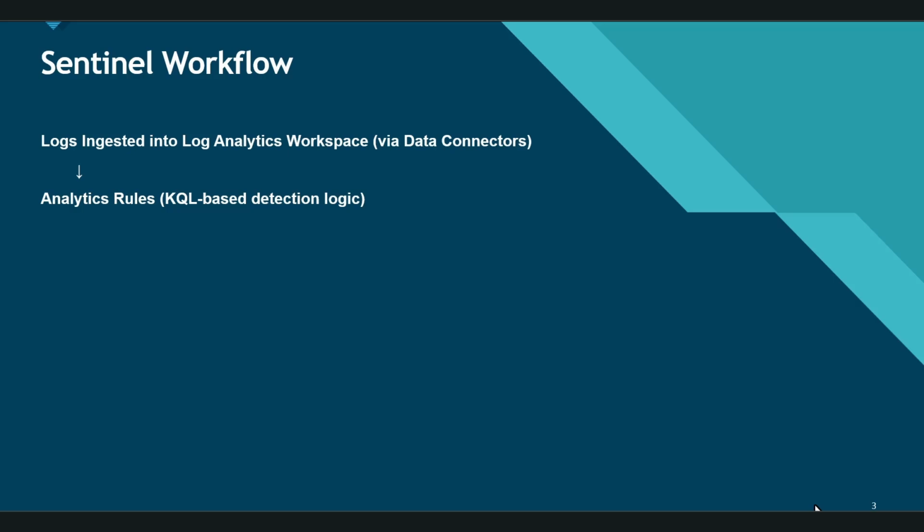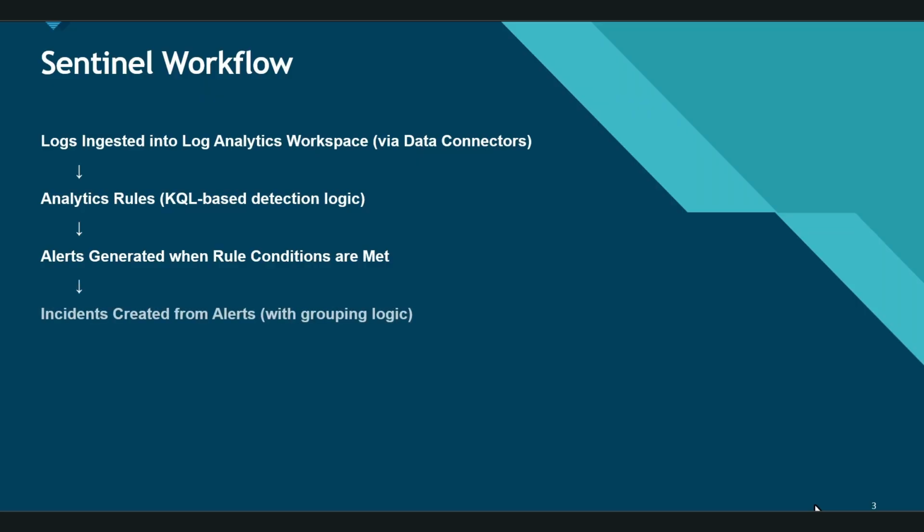The next stage is analytics rules. These are KQL, or Kusto Query Language, based detection logic. Now, you do not have to be an expert in KQL to use Microsoft Sentinel. Microsoft Sentinel already has a pre-built set of rules that you can use. So once you create these analytics rules, alerts get generated when the rule conditions are met.